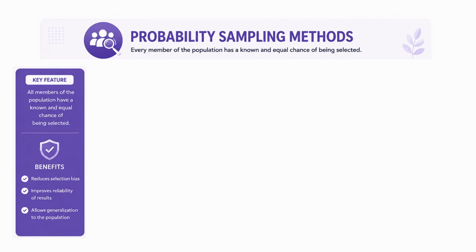All members of the population have a known and equal chance of being selected. What are the benefits of probability sampling? It reduces selection bias. It improves the reliability of results because we are doing representative sampling. The sample is a true representative of the population, so we can generalize the results. It allows generalization to the population.